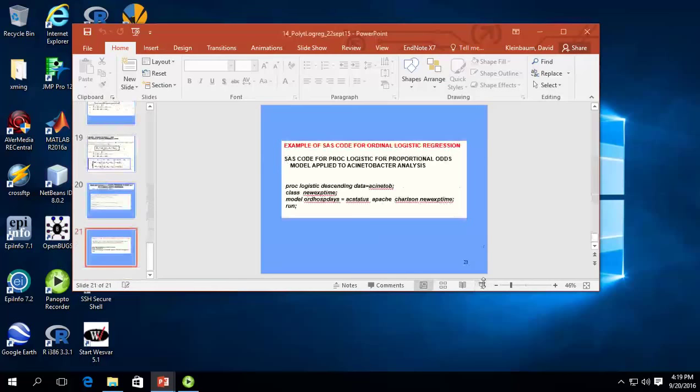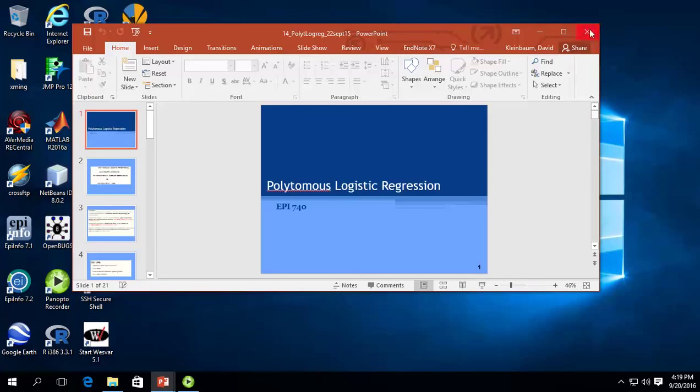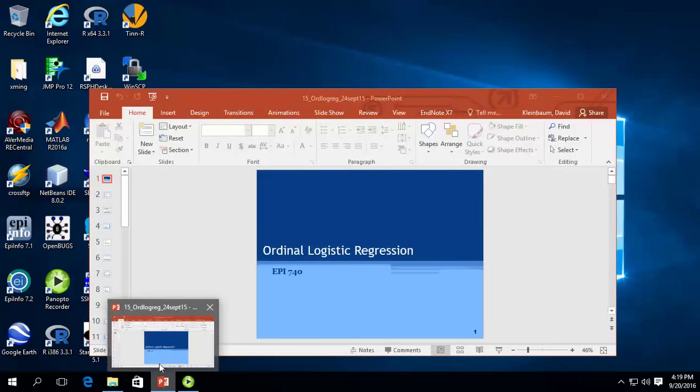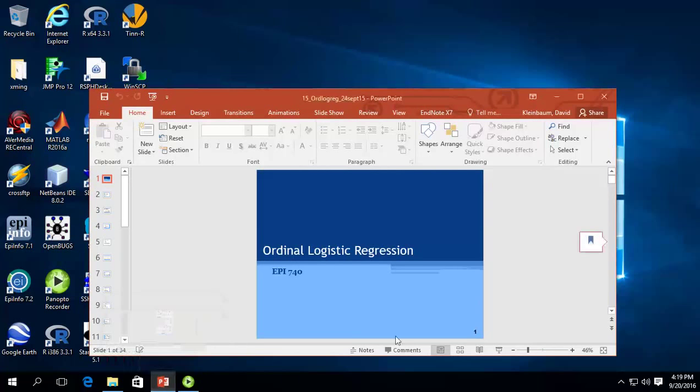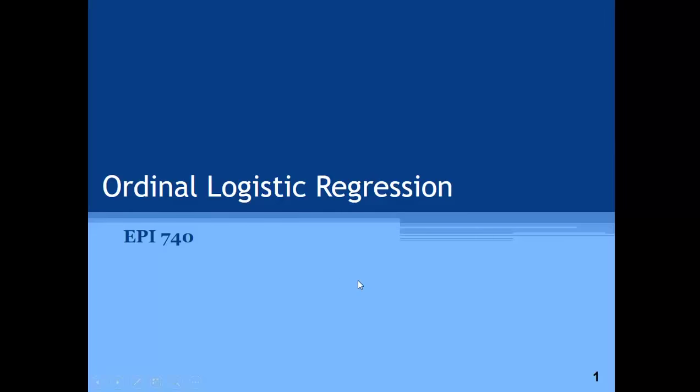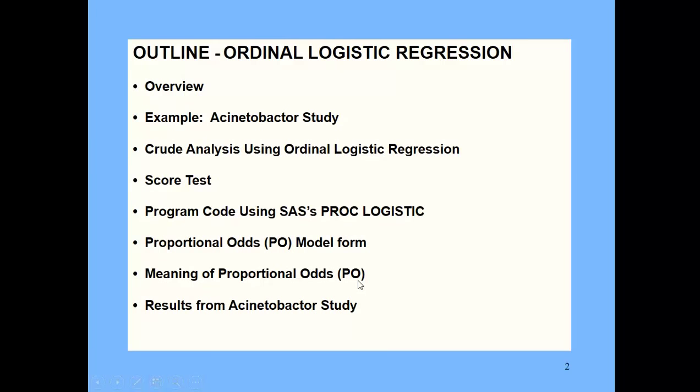Okay, so now I want to talk about ordinal logistic regression. So let's see if I can get my slides up here. It's not the one, oh yeah, okay, that's the one at the end. But let's go to the beginning. Now, what did I do? There you go, okay. Ordinal logistic regression, okay? That's what we're going to do now, until the end of today.